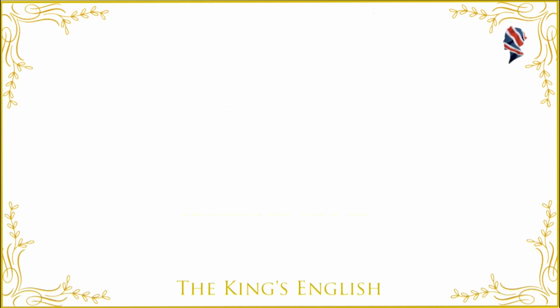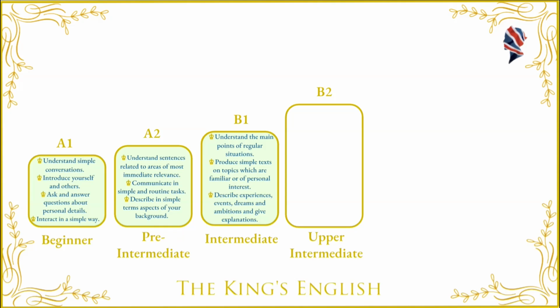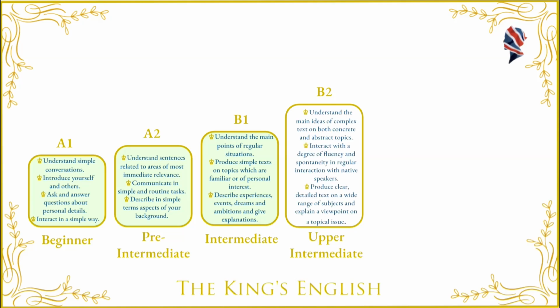So as a B2 upper intermediate learner, you can understand the main ideas of complex text on both concrete and abstract topics, interact with a degree of fluency and spontaneity in regular interaction with native speakers, produce clear, detailed text on a wide range of subjects, and explain a viewpoint on a topical issue.